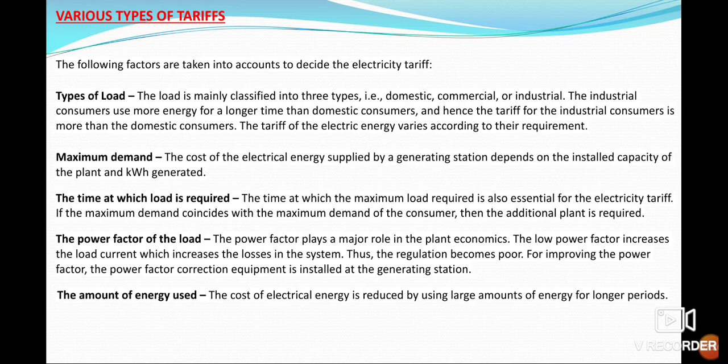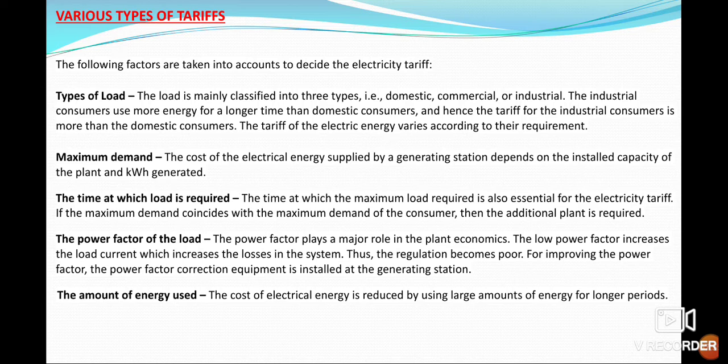The time at which the maximum load is required is also essential for the electricity tariff, that is when there will be peak demand or peak requirement from the consumer or industrial side. So the station must be ready to supply the maximum energy generated by the plant. If the maximum demand coincides with the maximum demand of the consumer, then an additional plant is required.